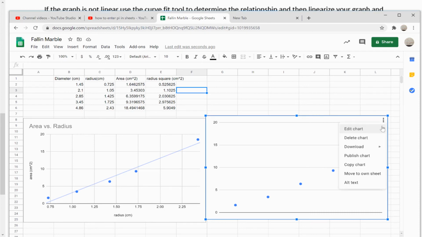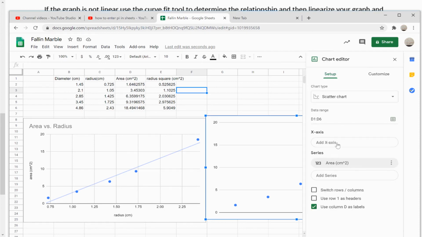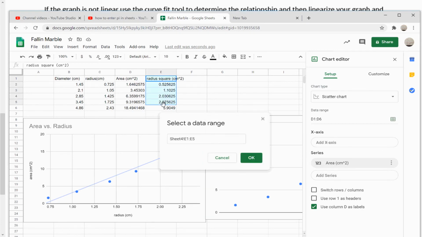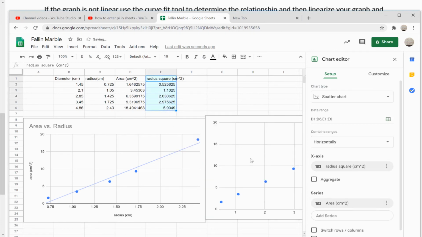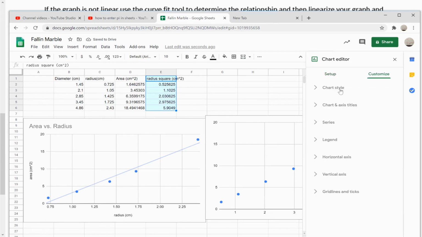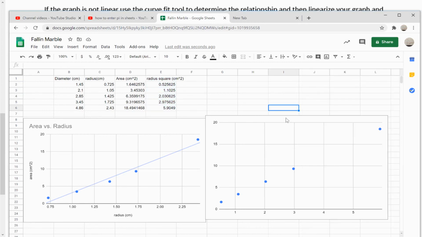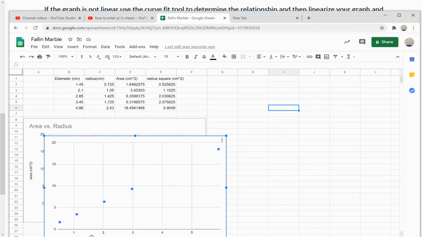We've got our areas. So now let's go in and add an x-axis. I want my x-axis to be that radius square. Now when I do that, obviously you need to go in and completely update this graph.